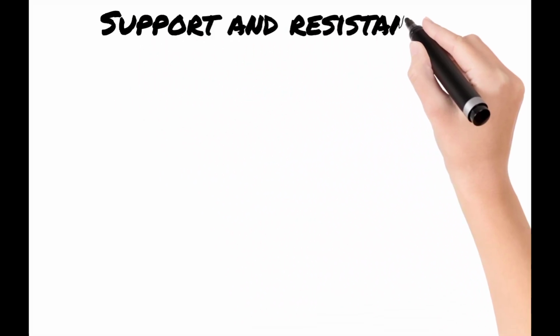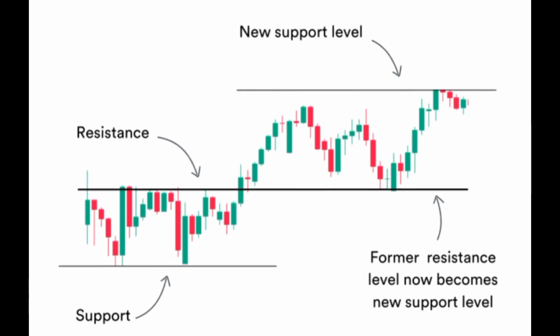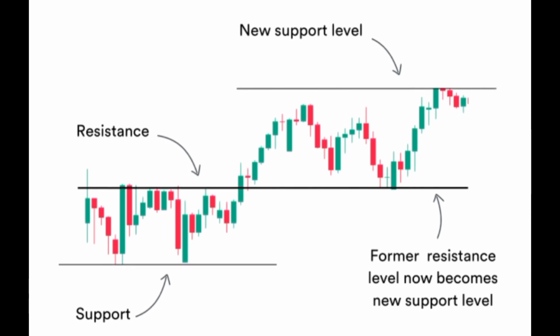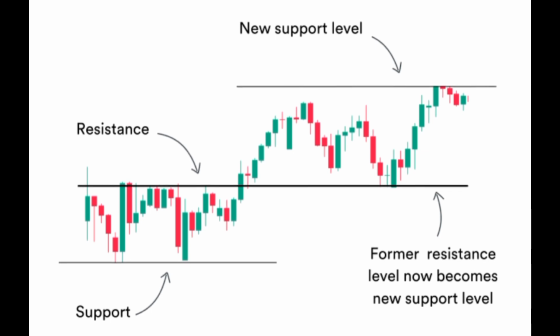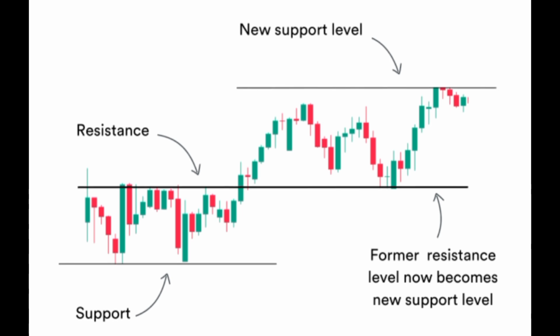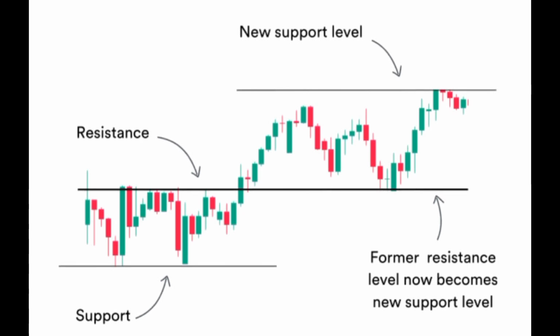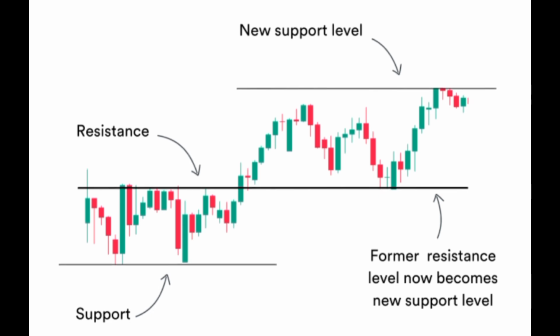Now, let's understand support and resistance. Think of the market like a room where price keeps moving up and down. Over time, it starts respecting certain levels again and again. Support is like the floor. When price falls to this level, it often slows down or stops. This happens because buyers step in and start purchasing, preventing the price from dropping further.